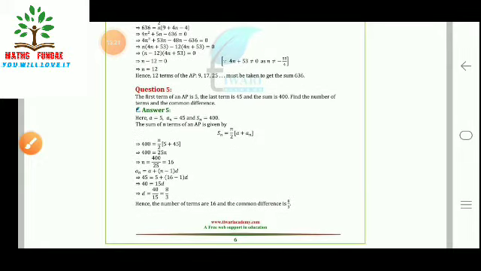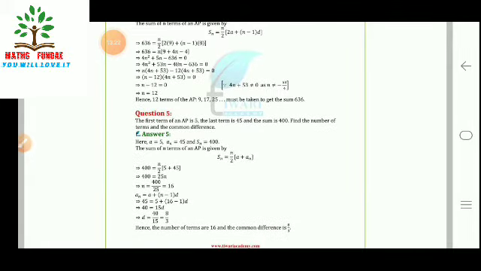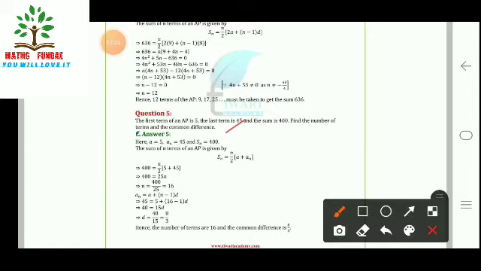Now moving toward question number 5. In question number 5 we have the first term of an AP is 5, the last term is 45, and the sum is 400. Find the number of terms and the common difference. So a is given to us, an is known to us, Sn is known to us. We know the formula for Sn is equal to n upon 2 (a + an). So we have 400 is equal to n upon 2 (5 + 45). On solving this we are getting n is equal to 16.